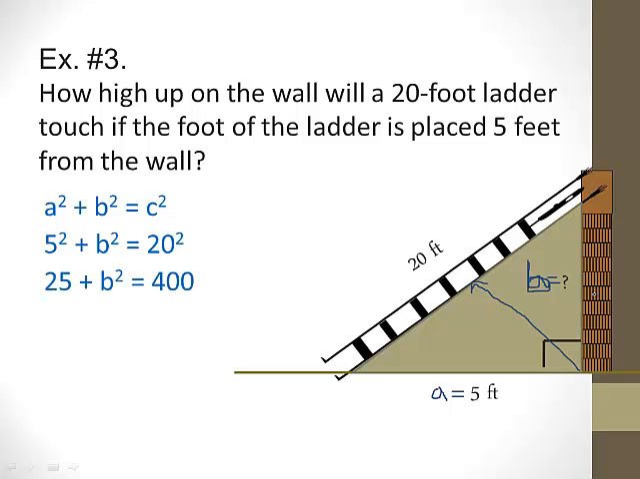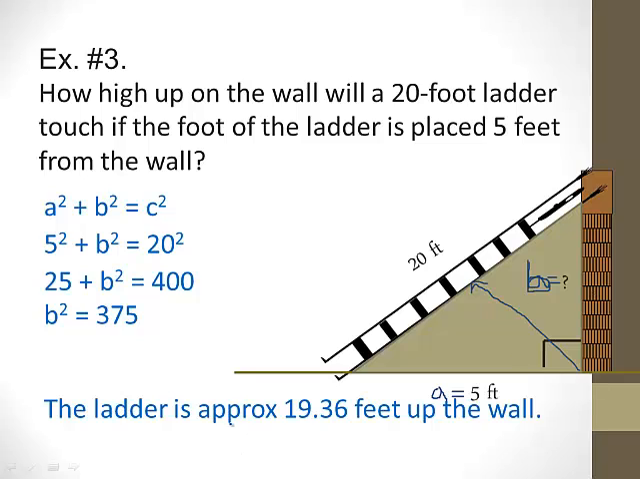Square the lengths of the legs and the lengths of the hypotenuse, and then I'm going to have to subtract, and then I take the square root of both sides. So we have, in this case, we don't do simplest radical form. We say about 19.36 feet up the wall. But again, using Pythagorean theorem.